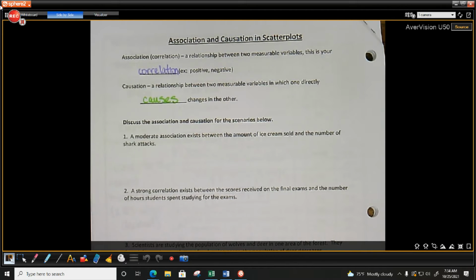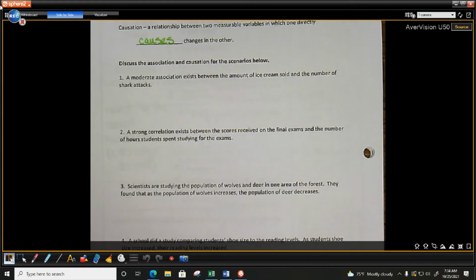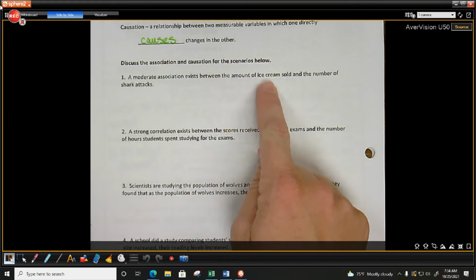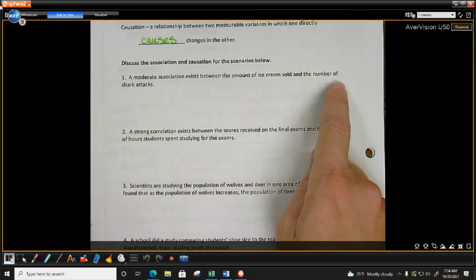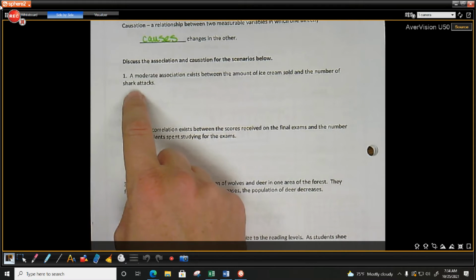The first one says a moderate association exists between the amount of ice cream sold and the number of shark attacks. So when do you think that we have the most ice cream sales? When do more people buy ice cream? In the summertime, right? When do more people get attacked by sharks? Probably also the summer, right? So is there a relationship between those two? They both are higher in the summer and lower in the winter. So there is a relationship. So there's correlation between the two.